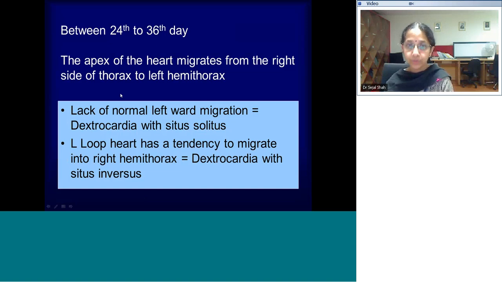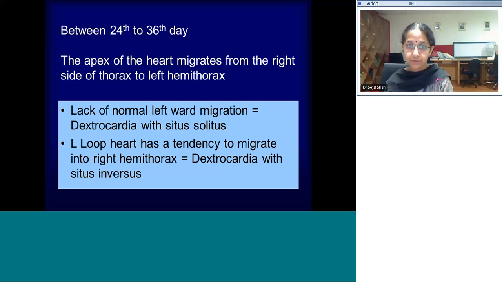Now, looping of the ventricle has further implications. By the time you finish your 3rd week of gestation, the apex of the heart also migrates from the right side of the thorax to the left hemithorax. So it's primarily on the right side, and when the looping of the heart happens, simultaneously the heart migrates to the left hemithorax. So it gives rise to a levocardia and D-looped ventricles.